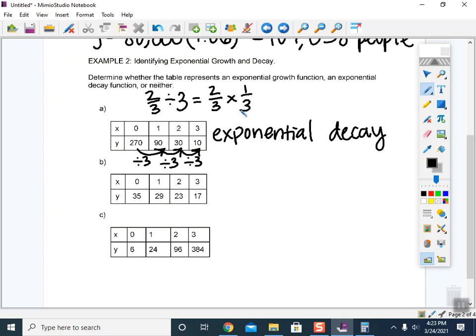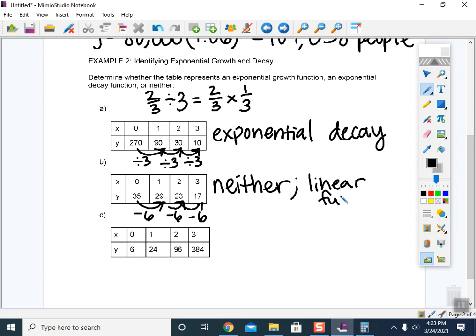If we look at the second one, we're going from 35 to 29. That's a -6. 29 to 23 is a -6. 23 to 17 is a -6. So this is neither, because I am not multiplying by the same factor every time. This is a linear function. So it's not even exponential. It's linear.